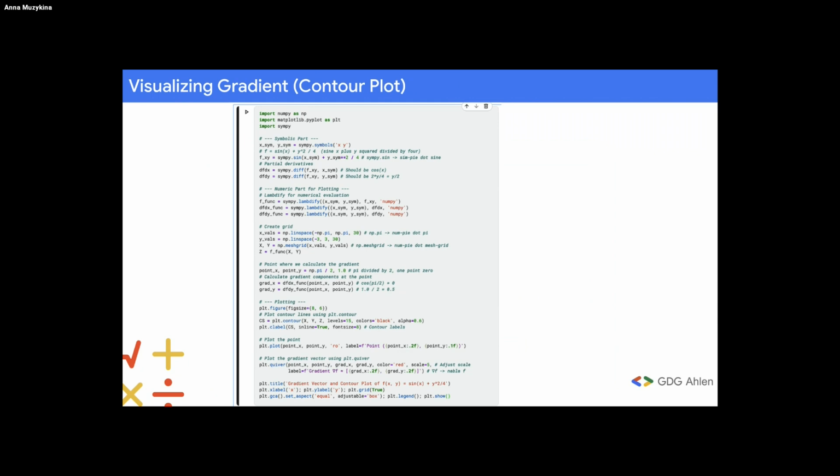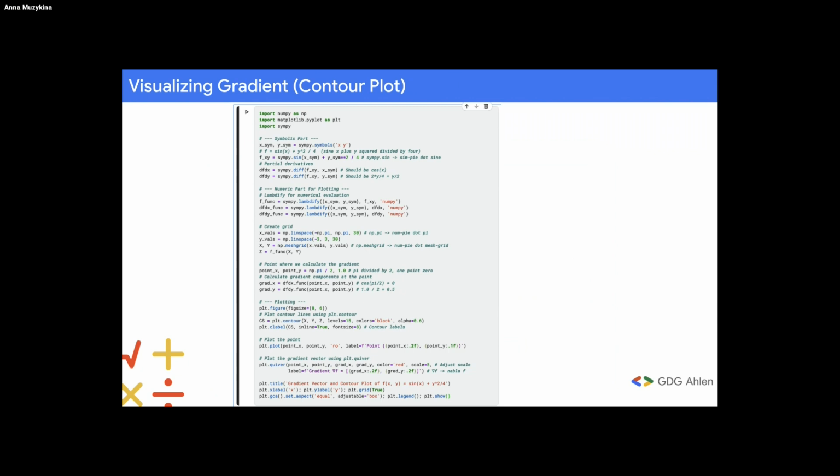It sets up a grid using numpy.meshGrid, calculates the function value z across the grid, and calculates the specific gradient vector components grad x, grad y at the chosen point, x equals pi divided by 2, y equals 1.